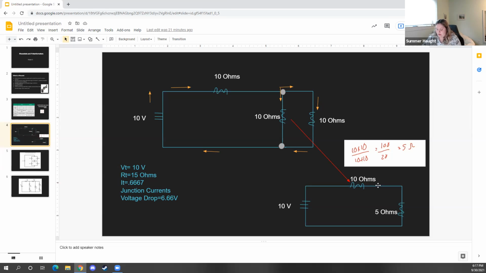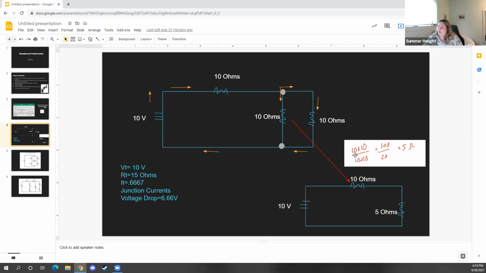So if you do 0.6667 times 10, again, 0.667 is your current. If you did 0.6667 times 10, which is your resistance, you're going to get 6.667, which means that for this 10 ohm, your voltage drop right here is 6.667. Because your voltage drop at any given location, you can calculate by still using Ohm's law. V equals I times R.